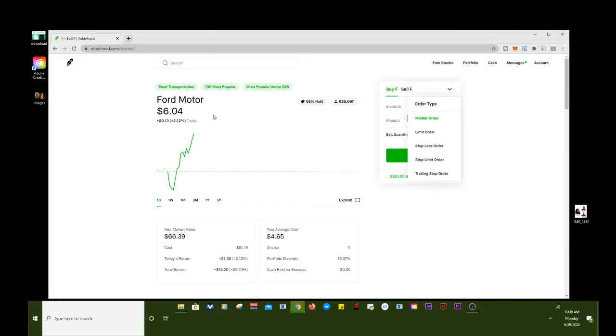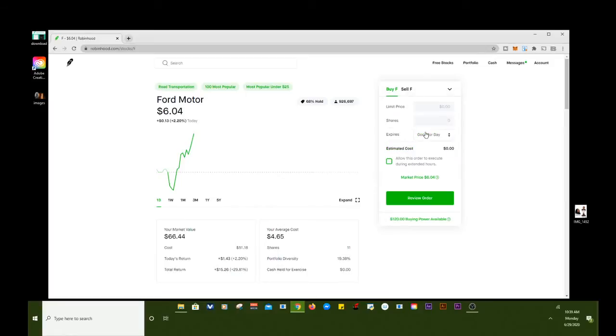and not 6.04. I would do a limit order. My limit price would be, let's say, 5.99. And this is an example, so I'm not gonna buy a lot of them. But let's say I want to buy one share, good for today, or you can make it good until it's canceled. But I'm gonna do it good for today.